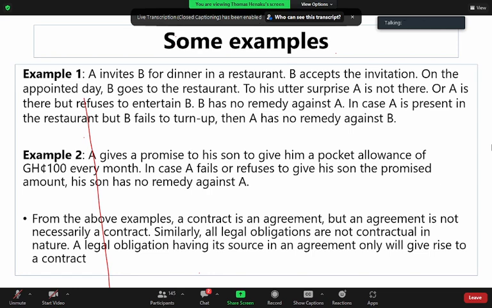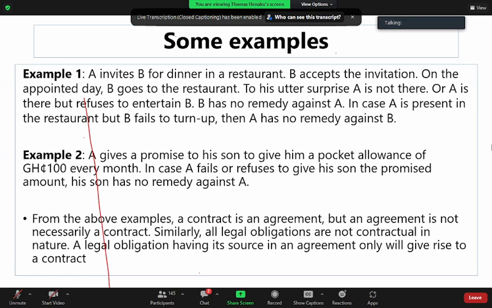Look at example 2. A gives a promise to his son to give him a pocket allowance of 100 Ghana cedis every month. In case A fails or refuses to give his son the promised amount, his son has no remedy against him. There again, these are promises that are purely non-contractual in nature. I give you a promise, I'll give you pocket money, and then I'm not giving you. You cannot drag me to court saying, Dad, I said I'll give you pocket money and I didn't give. Because in this circumstance, there is no legal basis for establishing such. All right.